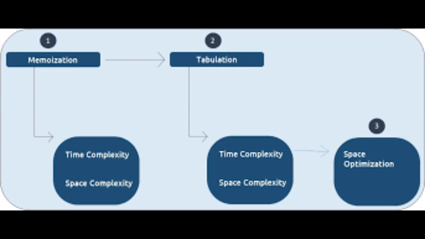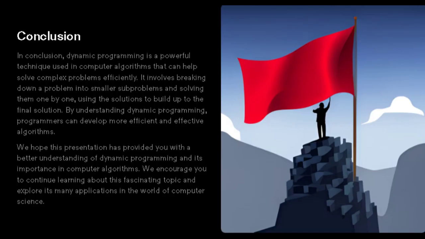In conclusion, dynamic programming is a powerful technique used in computer algorithms that can help solve complex problems efficiently. It involves breaking down a problem into smaller subproblems and solving them one by one, using the solutions to build up to the final solution. By understanding dynamic programming, programmers can develop more efficient and effective algorithms.